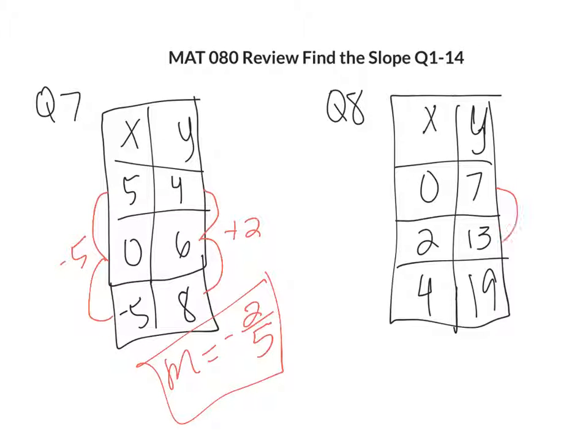To go from 7 to 13 and 13 to 19 is adding 6. To go from 0 to 2 and 2 to 4, we're adding 2 each time. So the slope is change of y is 6 over change of x is 2. 6 divided by 2 is 3.